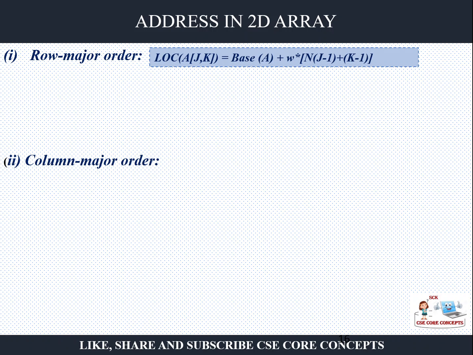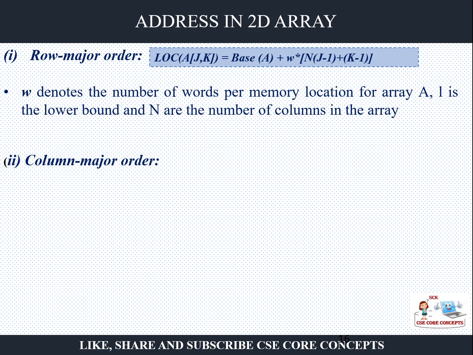So if I want to find out the location of any particular element, how would I do it? The formula says the location of the jth row, kth element. This is for row major order. So the jth row and the kth column is equal to the base address of that array plus W. W, you remember, is the number of words per memory location.